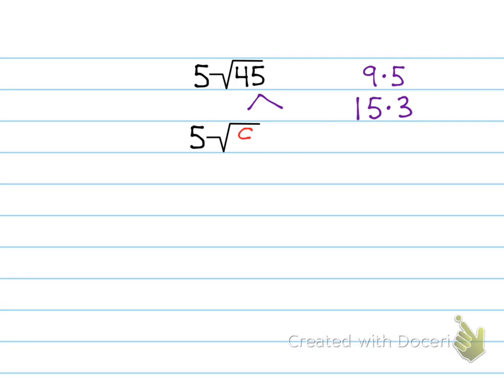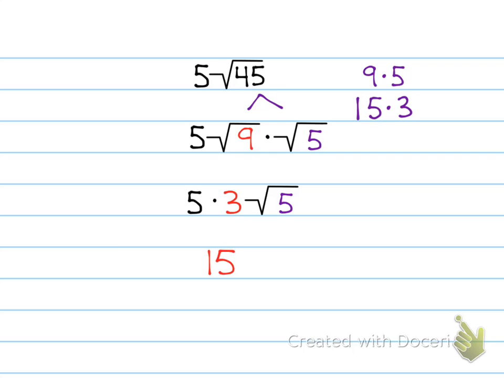So I'm going to write my 5 there and then break up my square root of 45 into square root 9 times square root 5. And I know that the square root of 9 is 3, so we can write our 5 times 3. And then I'm going to tack on my square root of 5 here. And now I can do the multiplication.